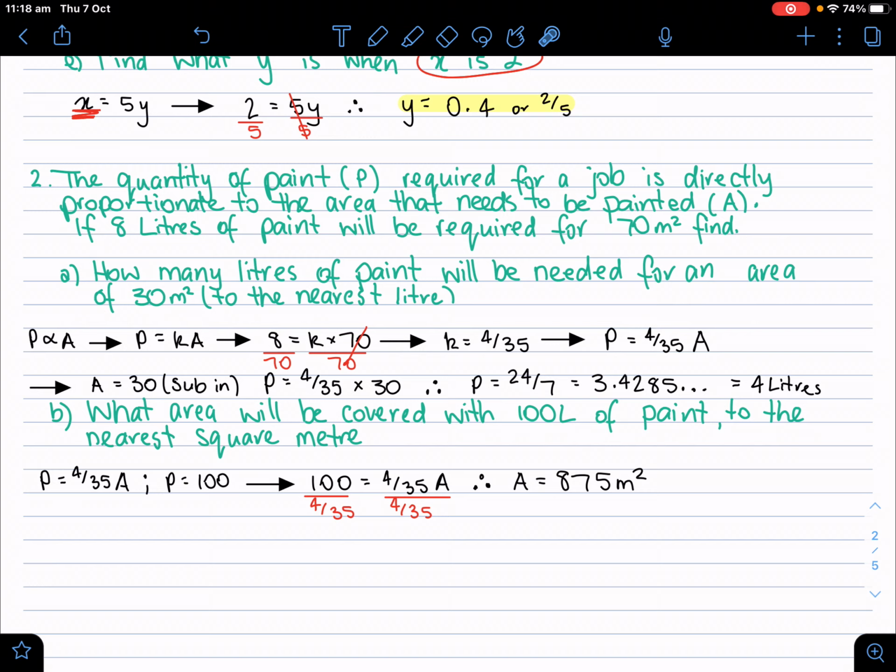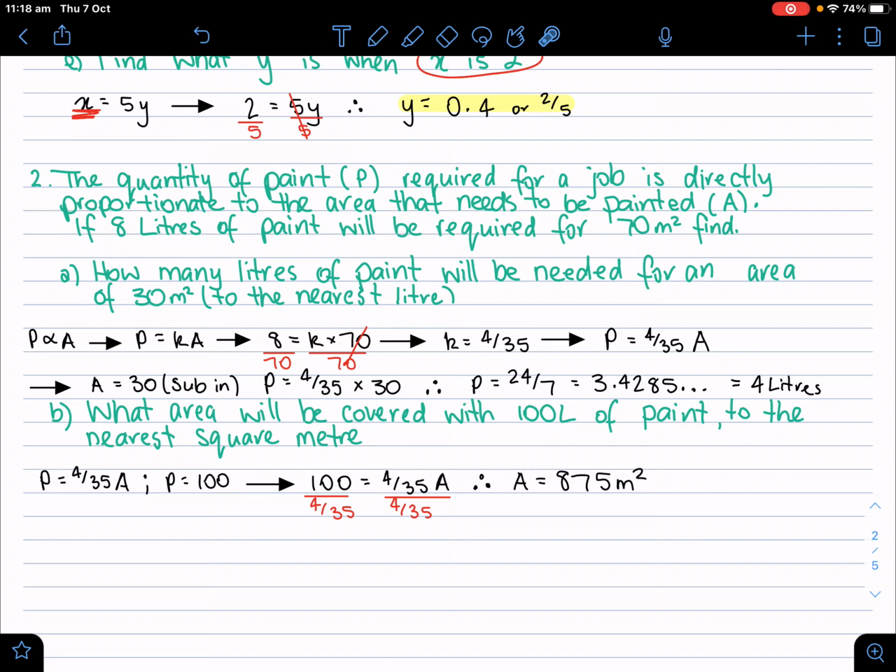Let's look at question 2. So question 2 is a case study. It gives us a scenario. The quantity of paint required for a job is directly proportionate to the area that needs to be painted. That's quite simple. If you have a certain area, it will require a certain amount of paint. If 8 liters of paint will be required for 70 meters squared, find. Okay, so they've given me some of the values of some of the variables, and they've given me what is proportional to what, so I can fill in all the steps now.